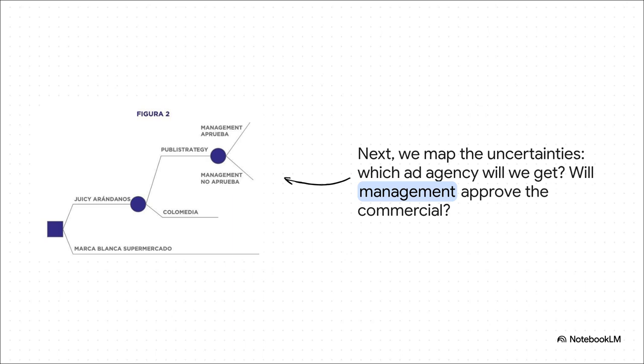This represents the first big uncertainty. Which ad agency will they actually get? See, their top choice, Public Strategy, is pretty busy, so there's only a 70% chance they'll get them. Which means, of course, there's a 30% chance they'll have to go with their backup, Cola Media. But wait, there's another layer of what if. Even if they get Public Strategy, there's still a 20% chance that management won't even approve their ad campaign. Each one of these branches represents a future that is completely out of Marcos' control.